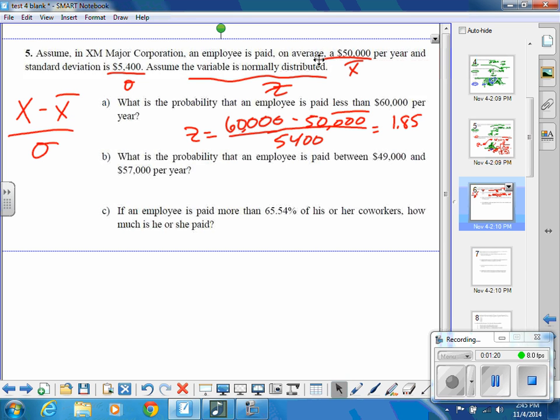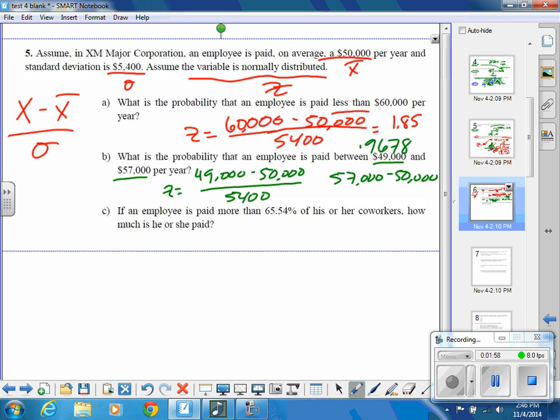I look that up in the back of the book on the chart, and I get 0.9678, and that's all I have to do to figure that one out, okay? The next one is asking what is the probability that they will be paid between this much. I will subtract, but I have to find the z-score for each, okay? So same formula, z equals 49,000 minus 50,000 all over 5,400, and the other one is 57,000 minus 50,000 all over 5,400.